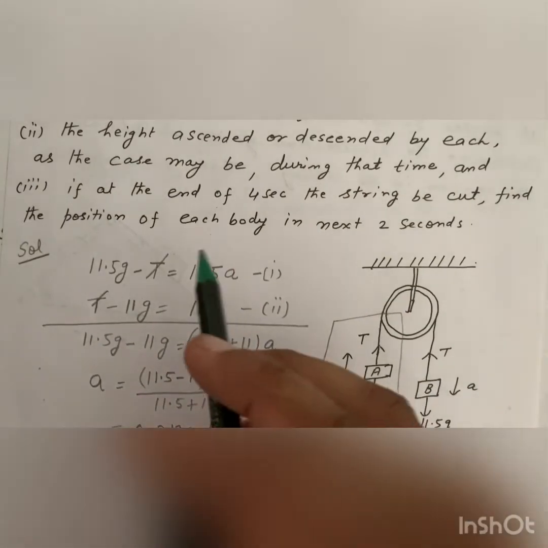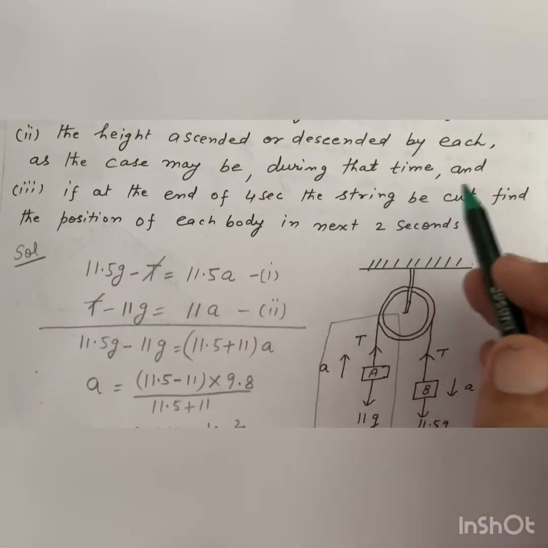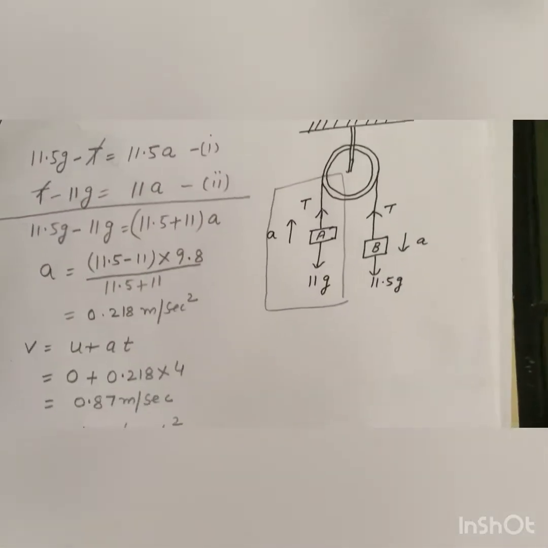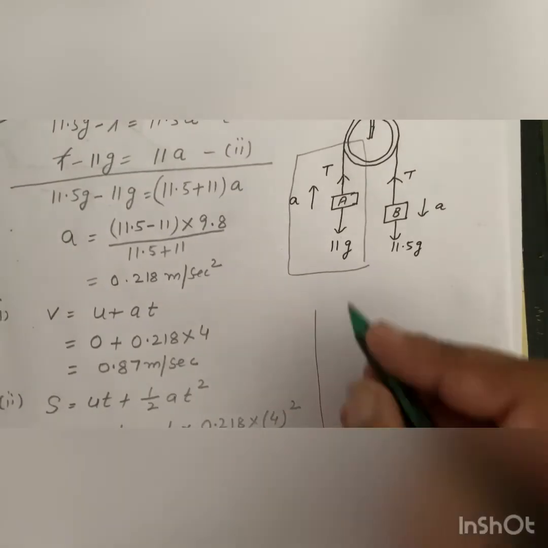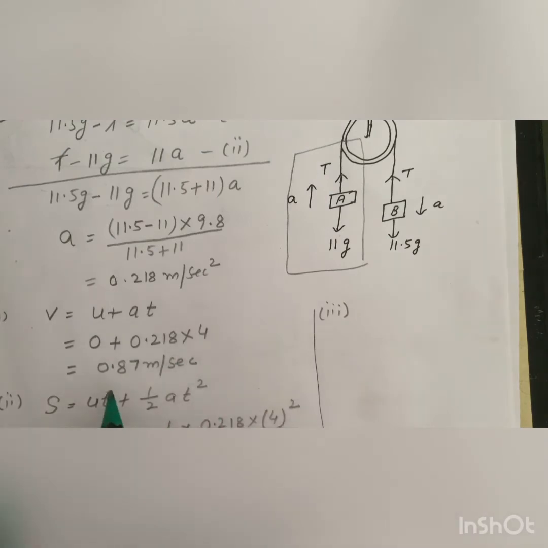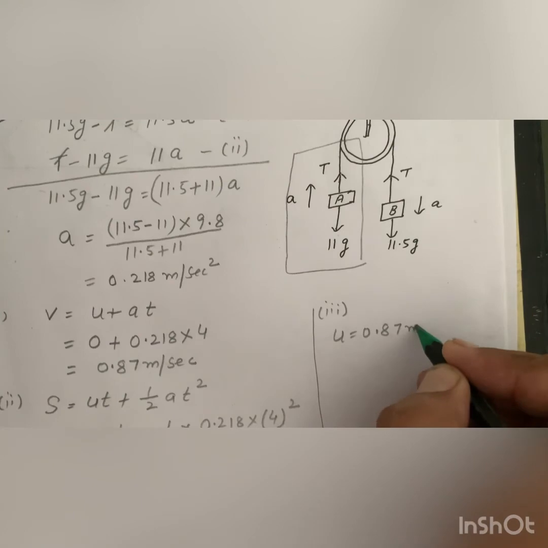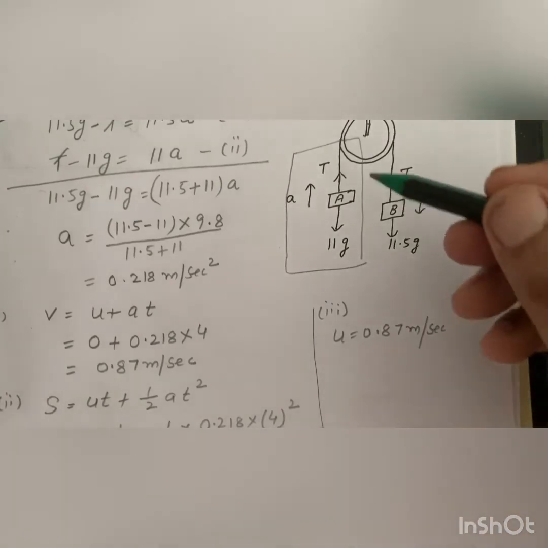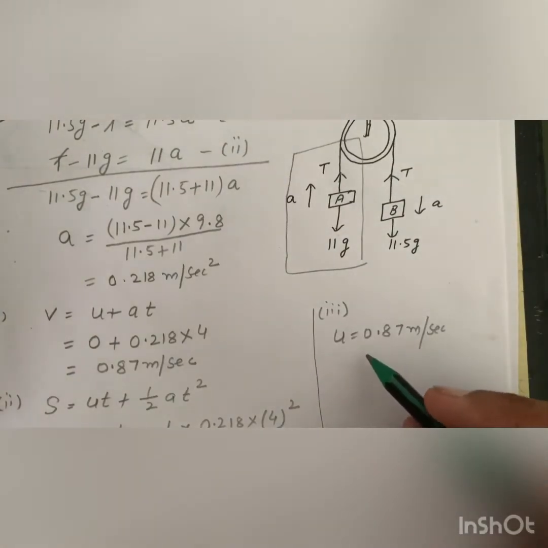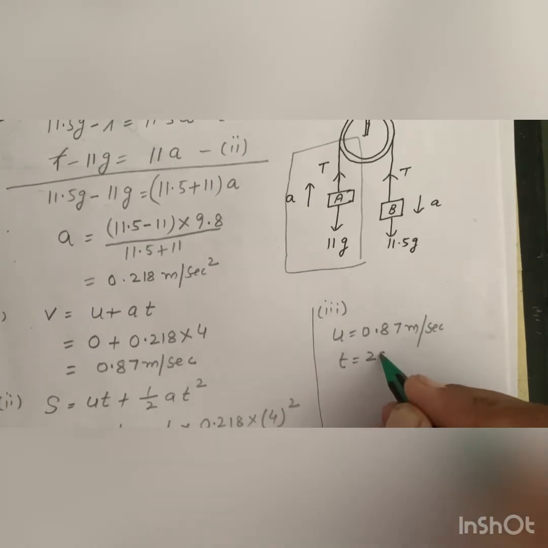And last, we want to calculate, if at the end of 4 seconds the string be cut, find the position of each body in the next 2 seconds. Here initial velocity is 0.87 meter per second, as the string is cut at the end of 4 seconds, and time is 2 seconds.